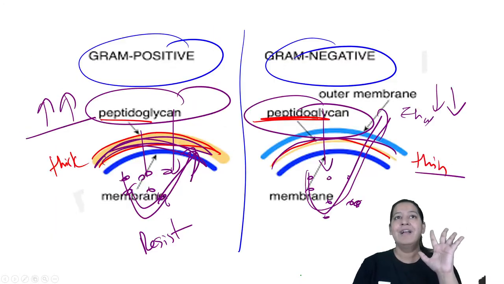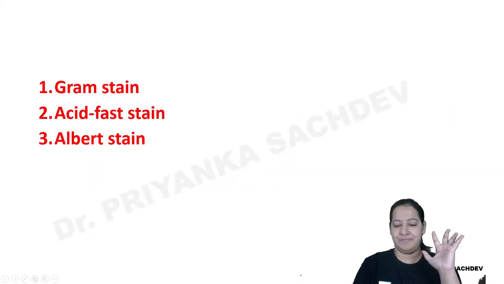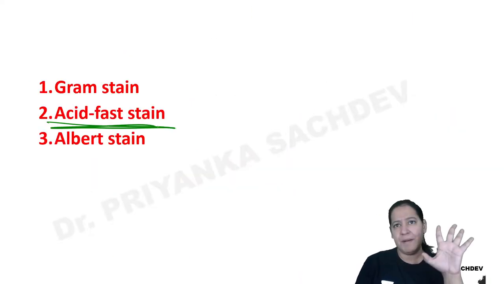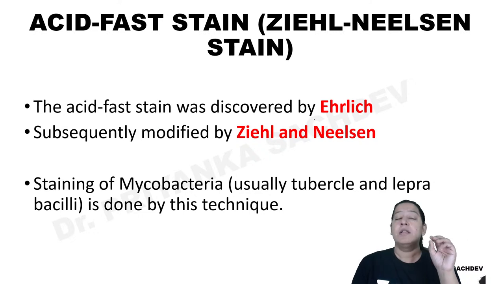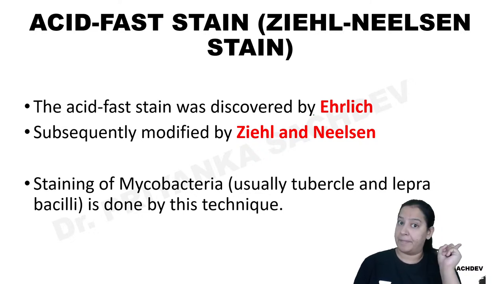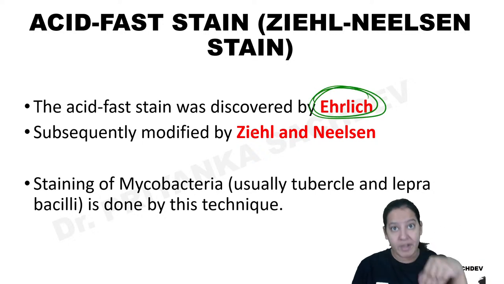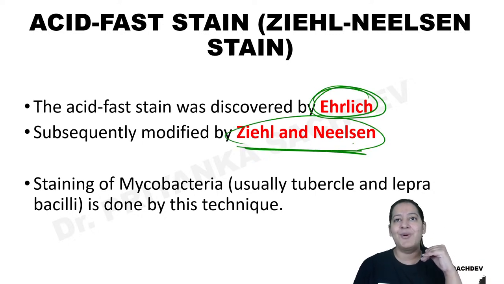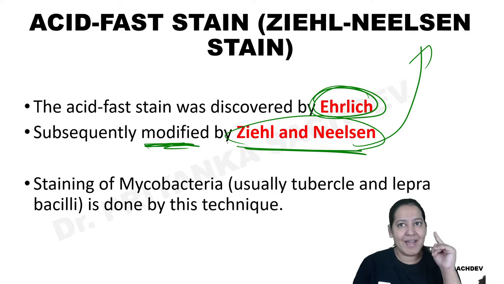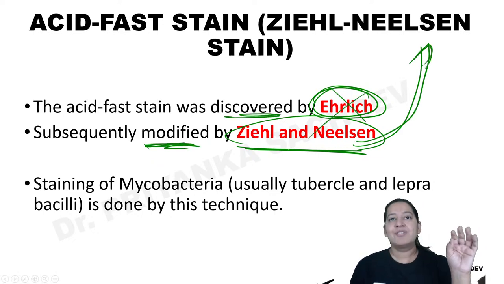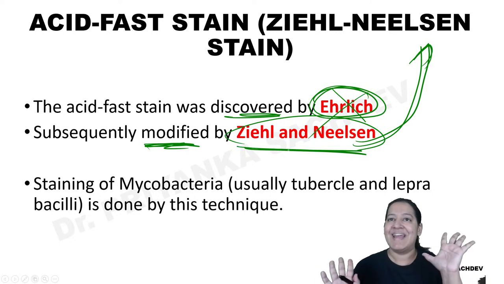Gram staining is done. So coming to the next, acid fast. I have already told you the principle of acid fast stain. The four steps I have ordered. The Gram stain was discovered by Christian Gram. Acid fast was discovered by Ehrlich, but it is modified by Ziehl-Neelsen. That's why it is known as Ziehl-Neelsen. The stain is named after the one who modified it. The one who discovered it has no name on the stain.